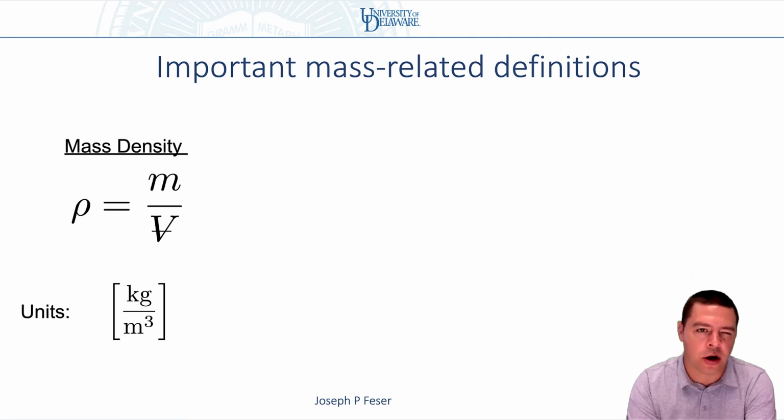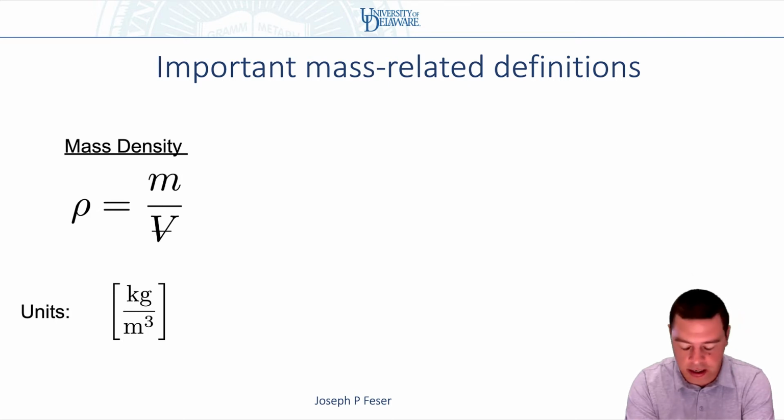We need to go through a couple of important mass-related definitions because there are multiple versions of what I would call density in this class that come up, and they have different symbols. So let's just go through this quickly. Mass density you will definitely have seen before in thermodynamics, right? That's usually given the symbol rho, the Greek symbol rho, and defined as mass divided by the volume of whatever fluid that would be.